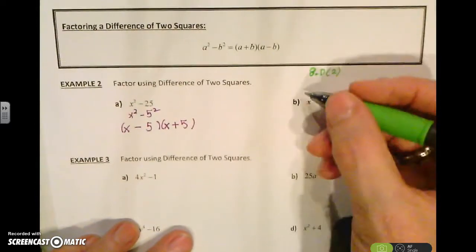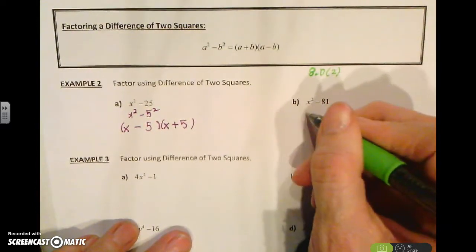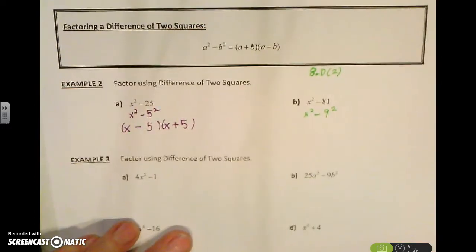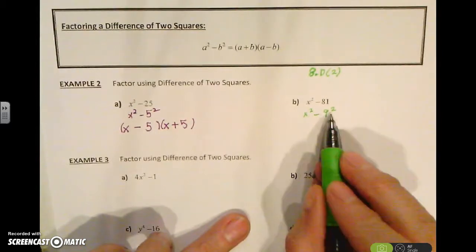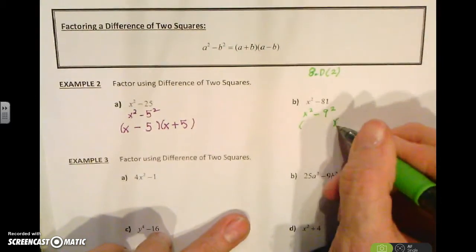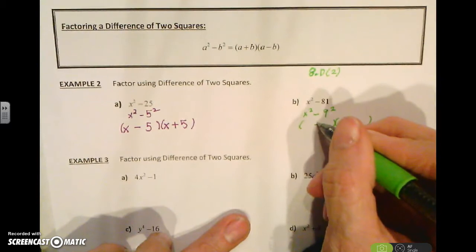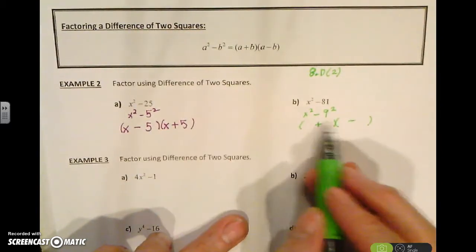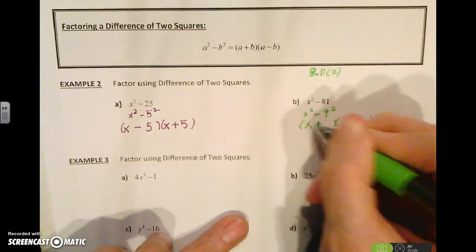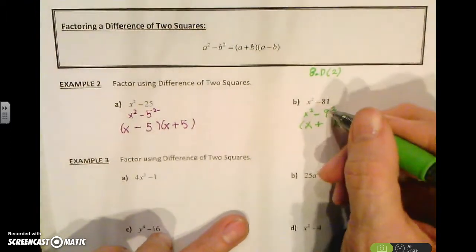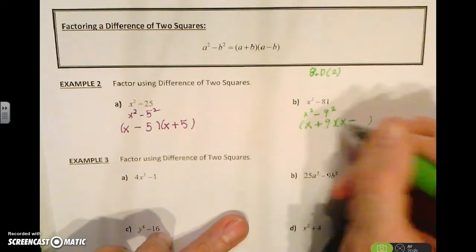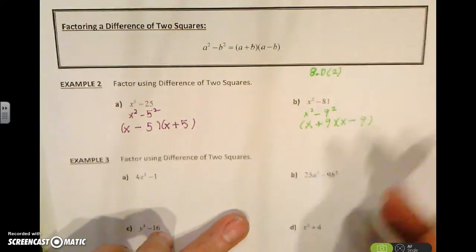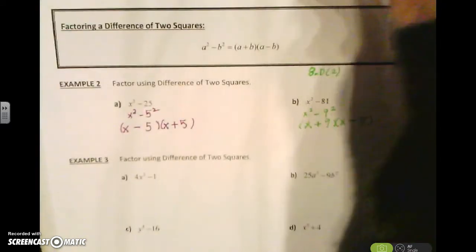All right, so example B here, 1, 2B. We've got the x squared, and then 81 could be thought of as 9 squared. So I've got the difference of two squares. So I'm going to have two parentheses, one with a plus, one with a minus. Let me see, I've done it both ways here. My x is going to go first, and my 9 is going to go second. So positive 9 times a negative 9 is negative 81.